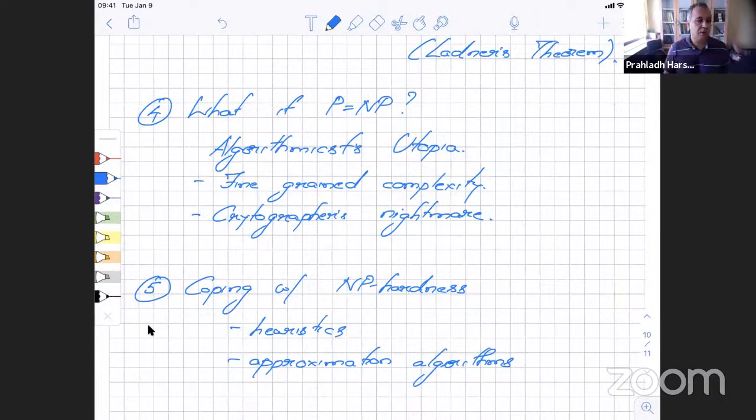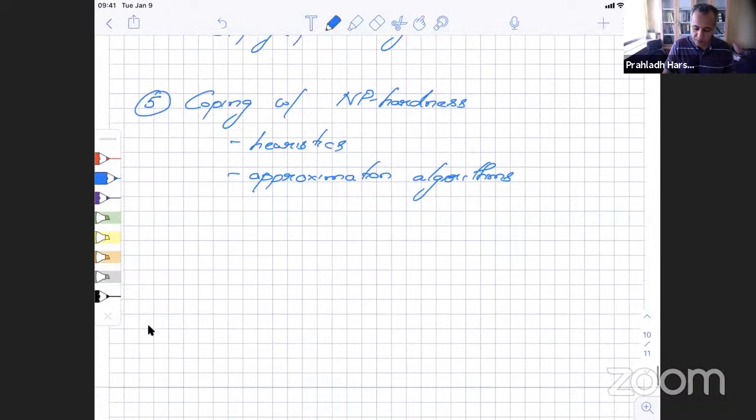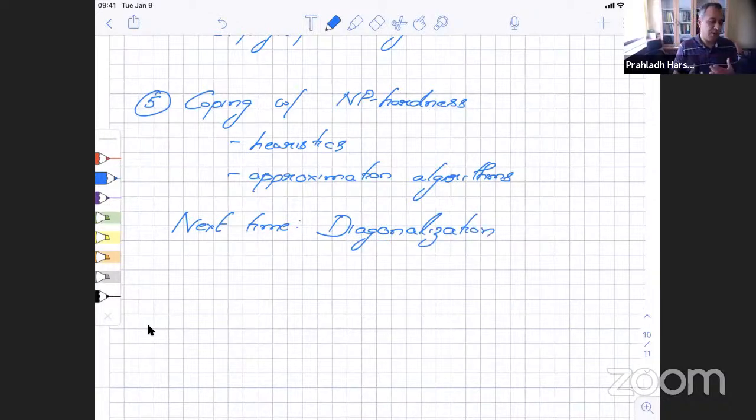With this, I will stop. Any questions? Next time we'll go on to something which you might have seen in theory of computation, diagonalization, which basically tries to answer the question: with more time, do you get more power?